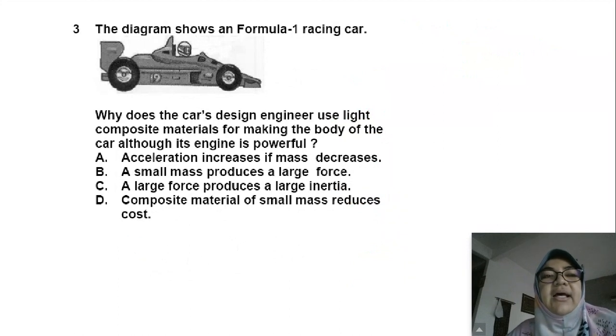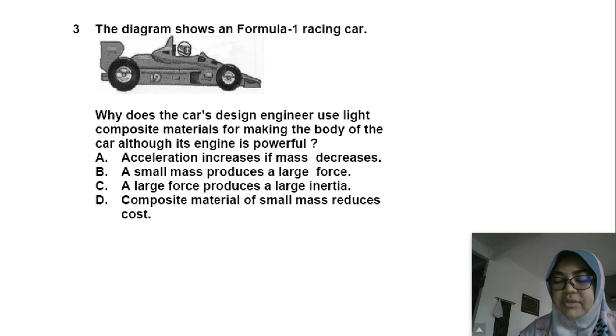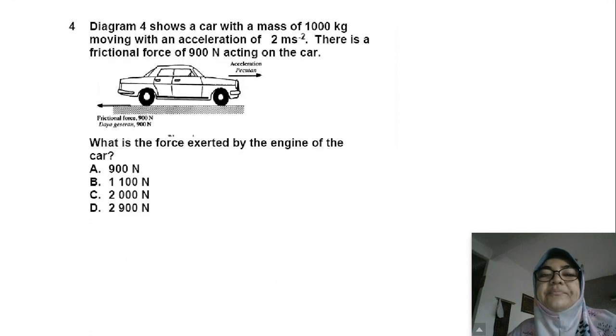Okay. Number 3, the diagram shows a Formula One racing car. Why does the car design engineer use light composite material for making the body of the car, although its engine is powerful? Okay, so we've discussed the experiment on the relationship between mass and acceleration. So the smaller the mass, the bigger the acceleration. So the answer is A.